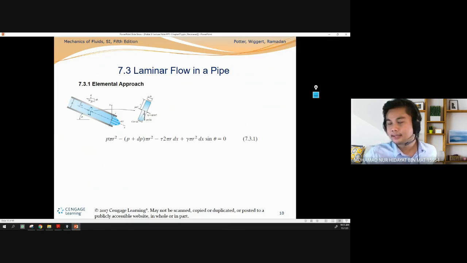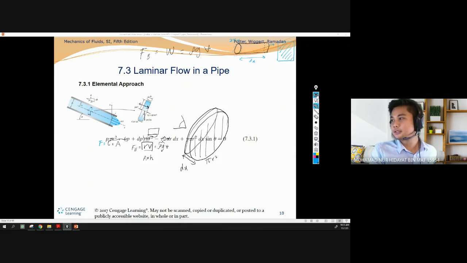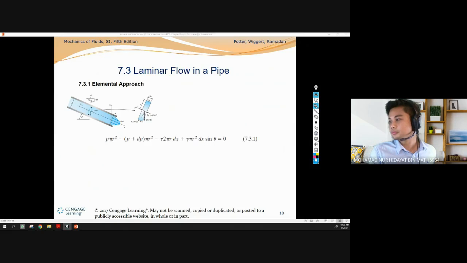You can see here, this is the summation of force. We apply the momentum equation, which is summation of force in x direction, positive, equal to mass times acceleration. This is Newton's second law.